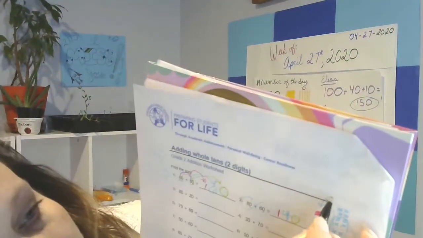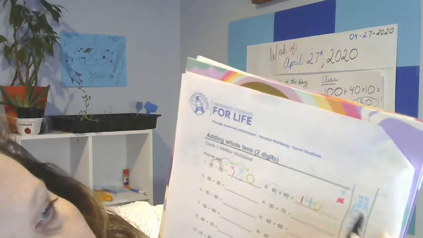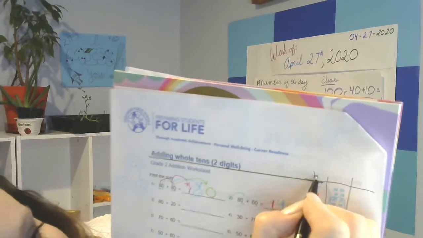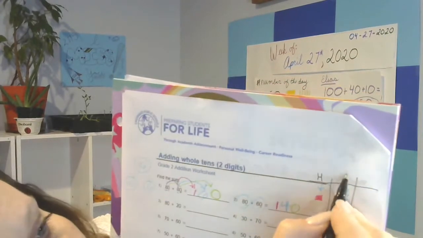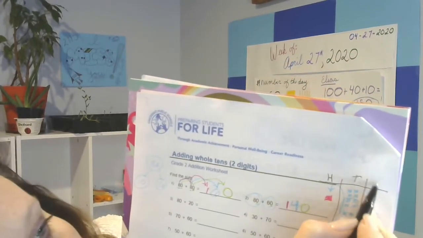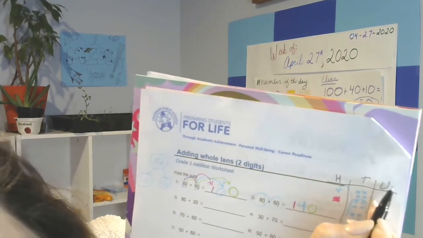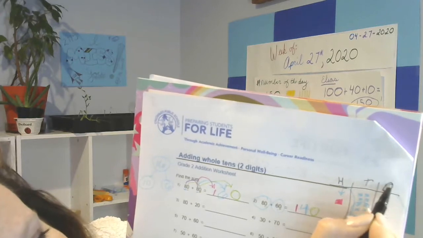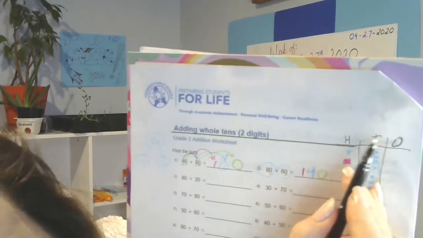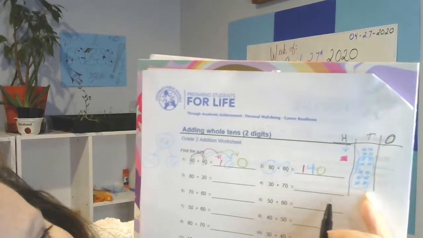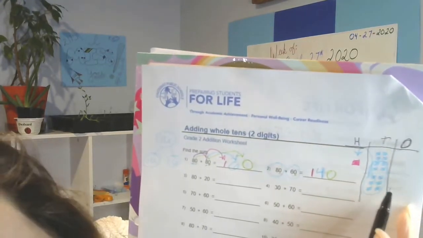If we mark the place values, this is the hundreds, these are the tens, and these are my units, or you can say ones. It's up to you, units or ones. A lot of times we say ones. So this is how you're doing it with your place value chart.